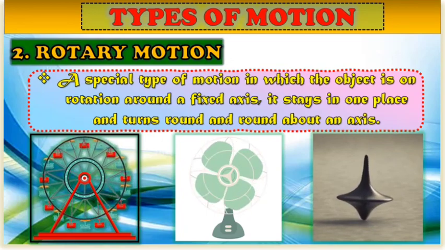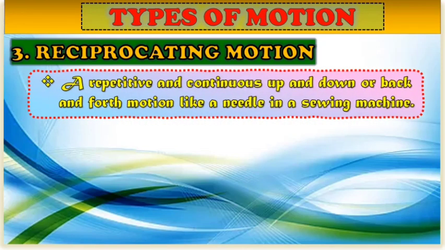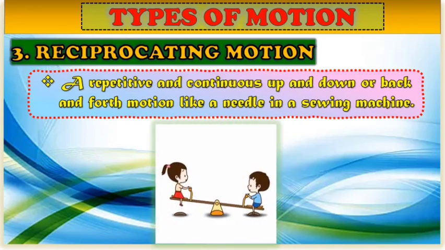So third one types of motion is what you call reciprocating motion. What is this all about? So a repetitive and continuous up and down or back and forth motion like a needle in a sewing machine. So there is what you call a up and down or a back and forth motion. What are examples of this? We have a seesaw, diba? There is what you call up and down.